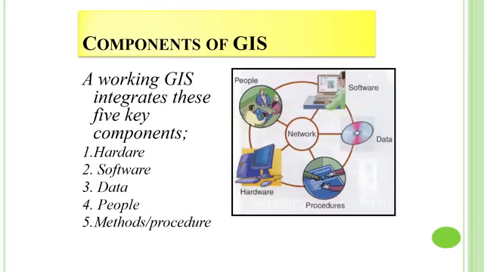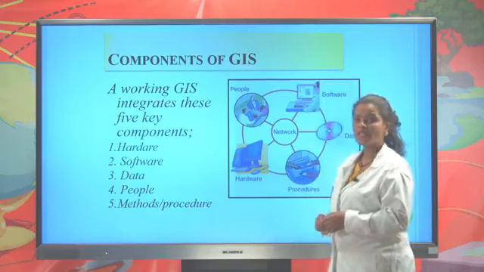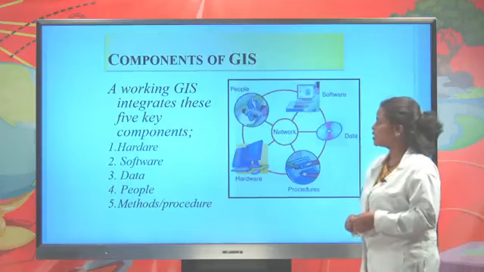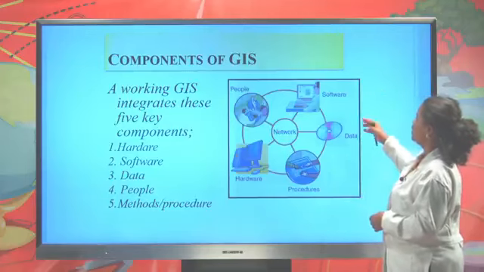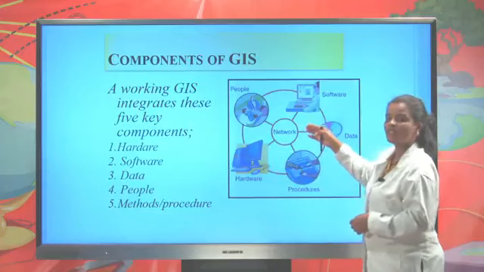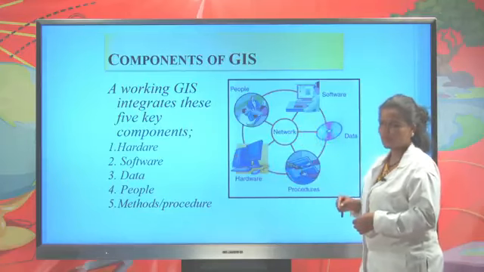These are the components of GIS. The work of GIS integrates five key components. These are hardware, software, data, people, and procedure, which are the main components of GIS. All these components work as a network.